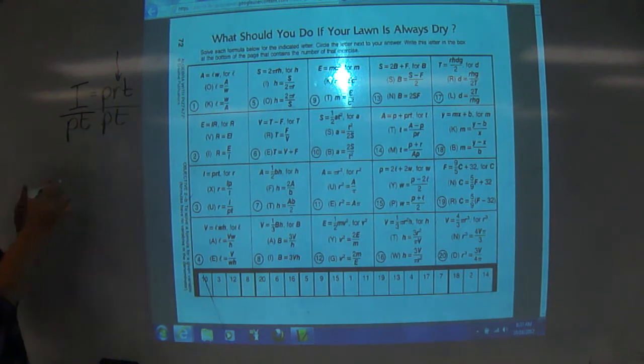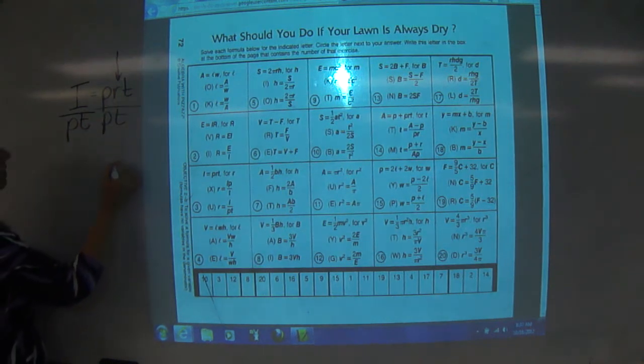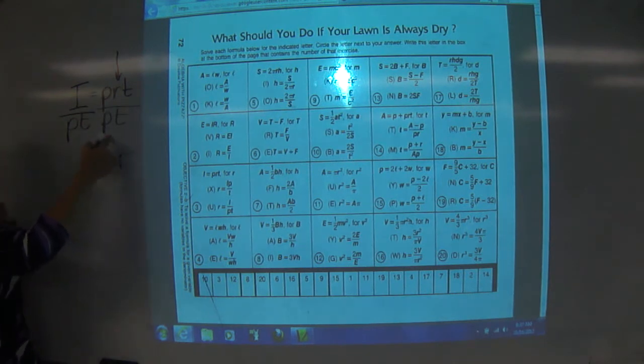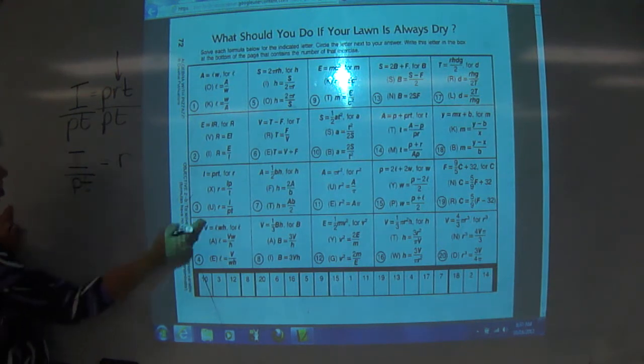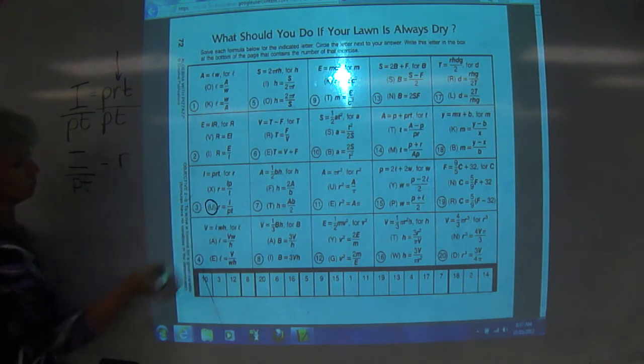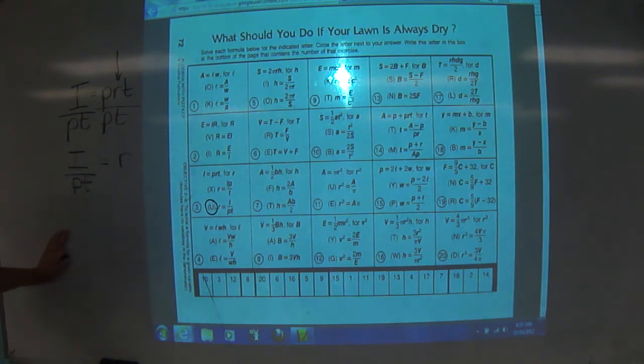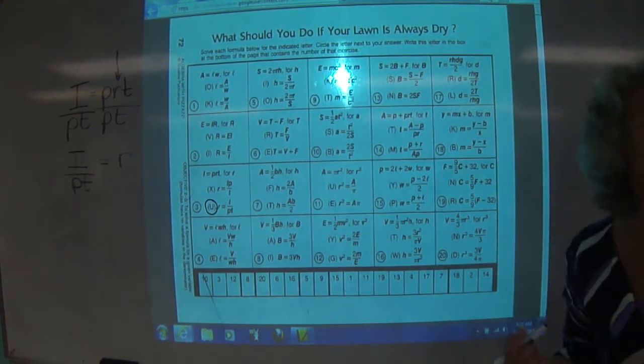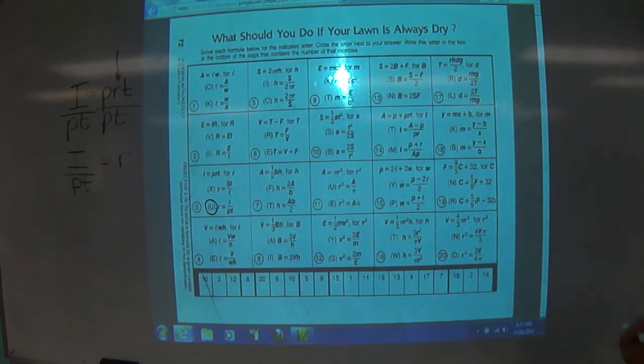So now we have R equals, because this is P over P, which is 1. This is T over T, which is 1. Now R equals I over PT. R equals I over PT, and that would be your answer. That's all we're doing. We're manipulating equations, moving things around, and solving for the letter they want.